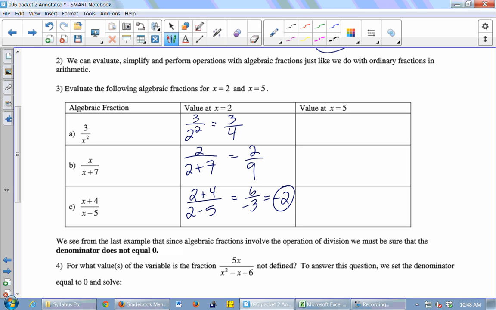All right, so now we're going to do the same exact kind of thing, except this time instead of plugging in 2, we're going to plug in 5. So 3 over x squared becomes 3 over 5 squared, which is 3 over 25. X over x plus 7 becomes 5 over 5 plus 7, which is 5 over 12. And then x plus 4 over x minus 5 becomes 5 plus 4 over 5 minus 5, which is 9 over 0, which is undefined.